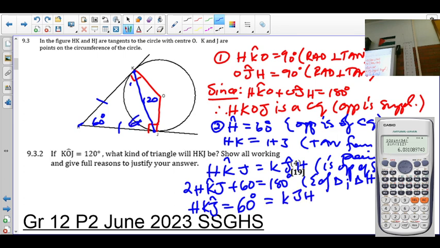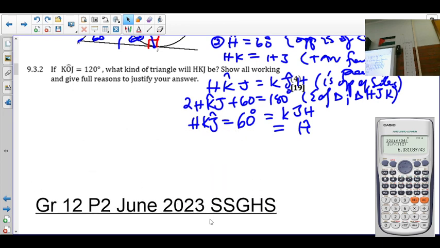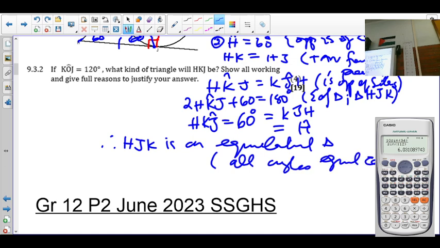So what do you notice now? All angles are 60 degrees, which is also equal to angle H. So since that is the case, what type of triangle is this? Therefore, HJK is an equilateral triangle. Why? All angles are equal to 60 degrees.